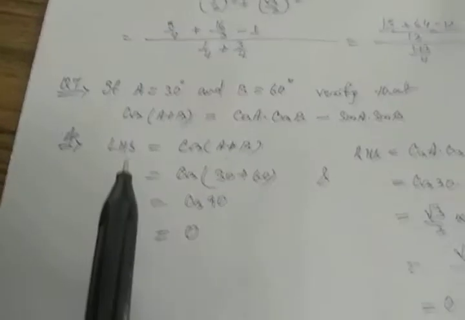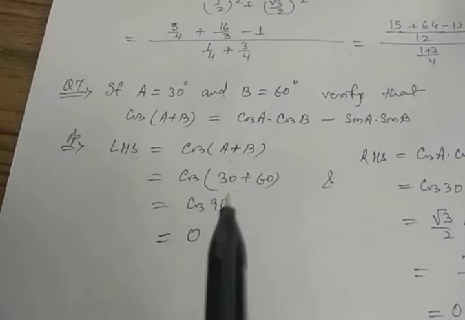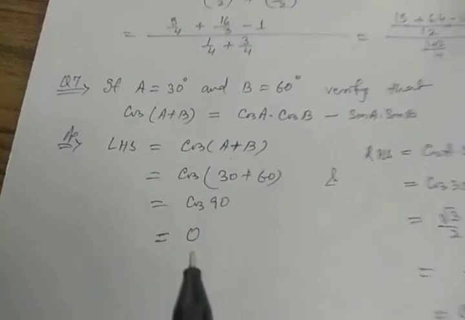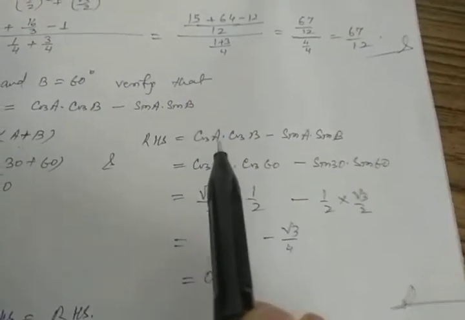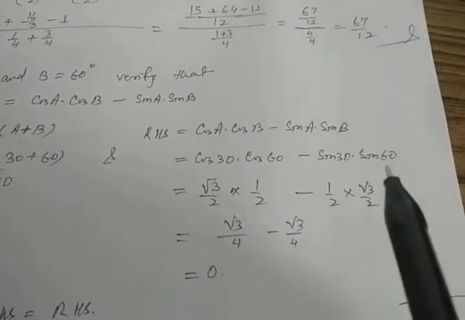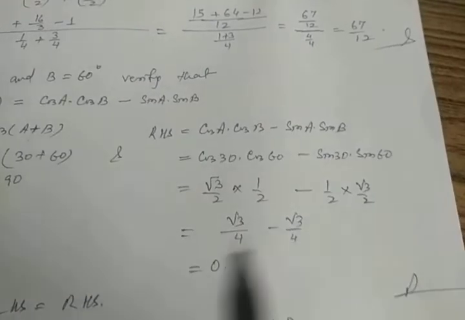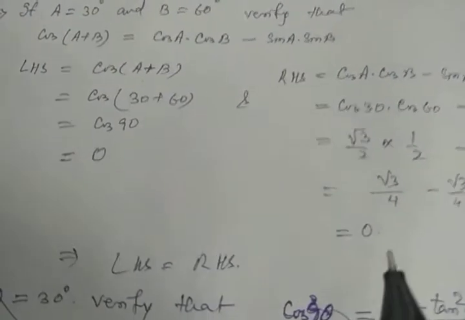So we take the LHS, cos A plus B. Put the values of A and B: 30 plus 60, that is cos 90. Cos 90 is how much? 0. For RHS, cos A into cos B minus sin A into sin B. The value of A is 30, so it becomes cos 30, cos 60, here sin 30, sin 60. Now put the values for all terms and simplify. In this way, we find that LHS is equal to RHS. Is it clear?